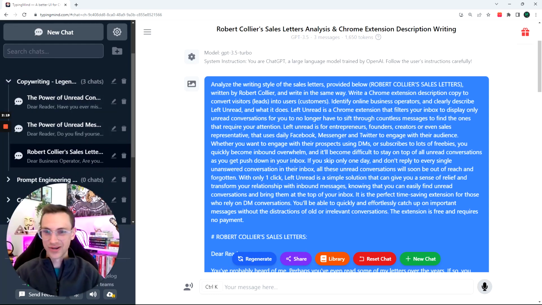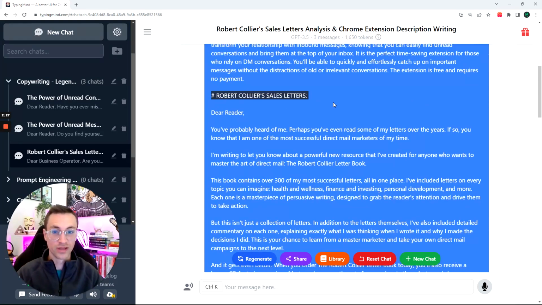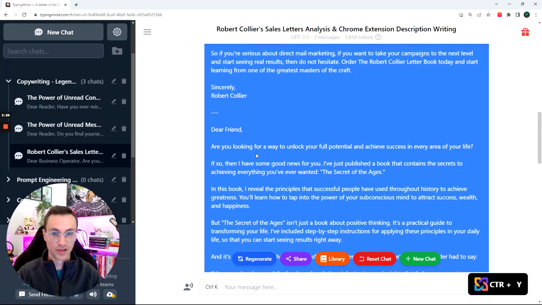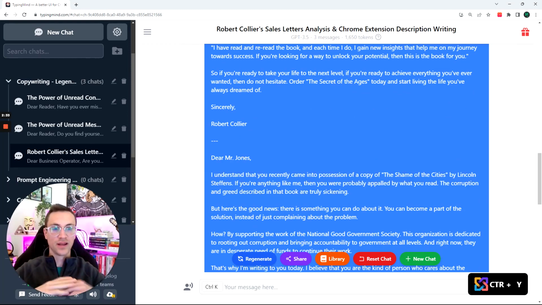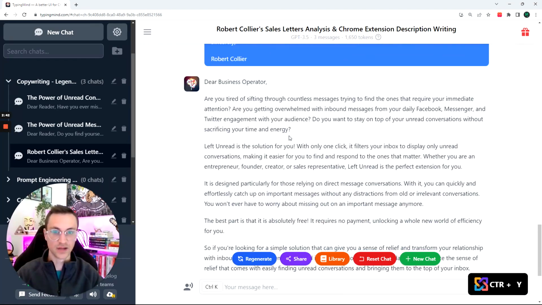All right, so that's one way of doing it. I'm asking it to write the same way as Robert Collier would write. I'm giving it 3 different sales letters: that's the first one, that's the second one, and that's the third one. I'm not giving it instructions to follow exactly one sales letter. I'm giving it the instructions to write like this person, giving it context. And then that's the output.